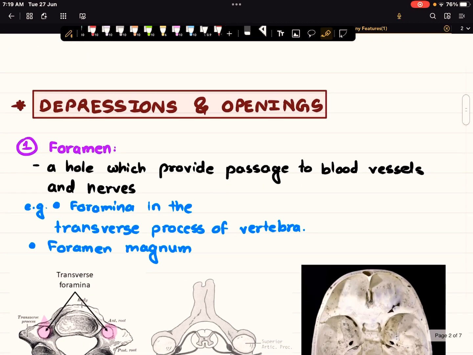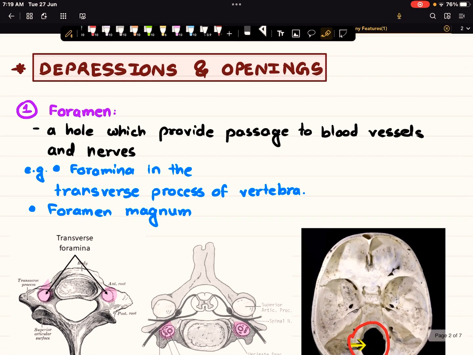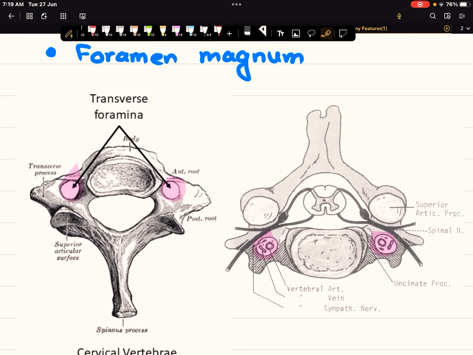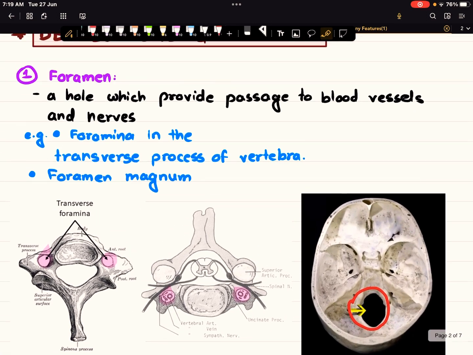Alright, so moving ahead, when it comes to the depressions and openings, first comes the foramen. Foramen is nothing but a hole which provides passage for the blood vessels and nerves. The examples of foramen are the transverse foramen of the transverse process of vertebra and the foramen magnum. As you can see here, this is the diagram of transverse foramina. These two structures are the transverse foramina, and in another diagram you can see that through these transverse foramina pass different kinds of blood vessels and nerves. So this is an example of foramen.